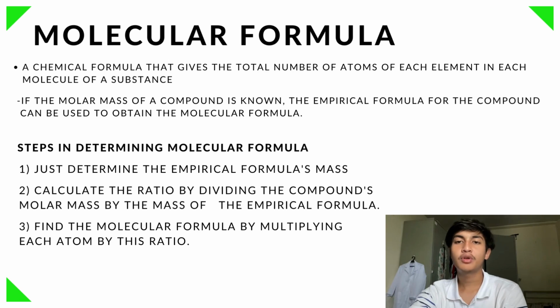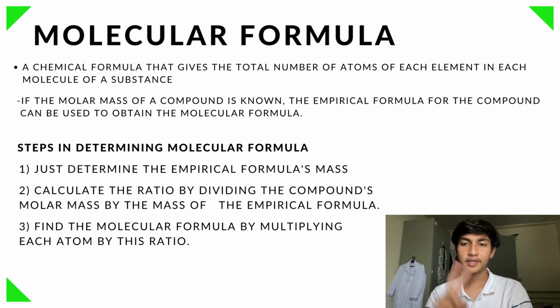So next is about the molecular formula. A molecular formula is a chemical formula that gives the total number of atoms of each element in each molecule of a substance. If the molar mass of a compound is known, the empirical formula for the compound can be used to obtain the molecular formula. Steps in determining the molecular formula. First, determine the empirical formula mass. Second, calculate the ratio by dividing the compound's molar mass by the mass of the empirical formula. And last, find the molecular formula by multiplying each atom by this ratio.